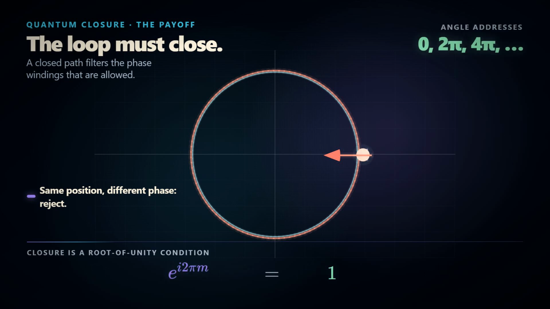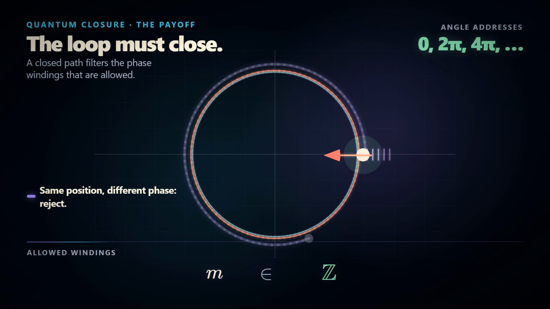Connect the condition to roots of unity. Closure requires e to the i 2 pi m equals 1. Select whole number windings for this simple, single-valued ring model. Other quantum systems can carry different structure, but this example isolates the geometric idea. Return to our machine. Powers multiply angles, roots distribute possible angles, and a closed loop tests whether accumulated phase lands exactly where it began.